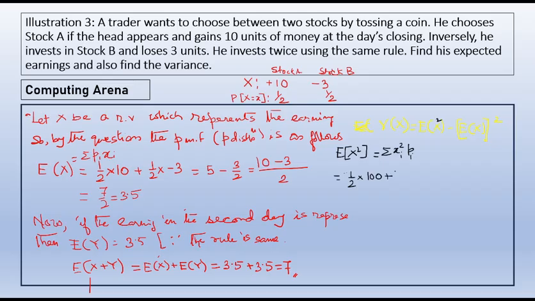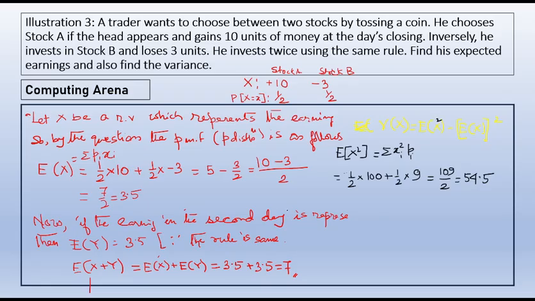Then the next one is half multiplied by minus 3 square. So minus 3 square is 9. Okay, so this is what we have. So we have 109 by 2, and this is equal to 54.5. So that is the expectation of x square.